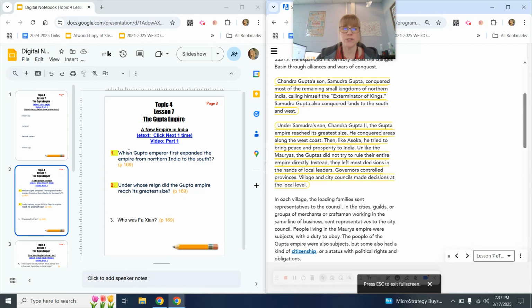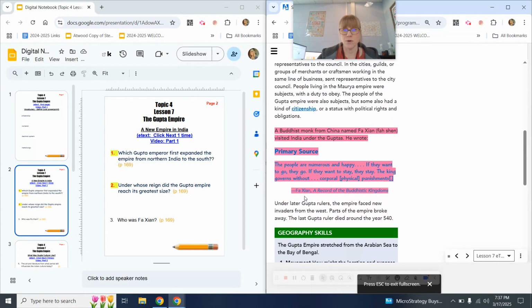Number 1. Which Gupta emperor first expanded the empire from northern India to the south? You'll find that answer in this first circled paragraph. Number 2. Under whose reign did the Gupta Empire reach its greatest size? You'll find that answer in this second circled paragraph. And lastly, number 3. Who was Fa Hien? You'll find that answer in this pink highlighted text.